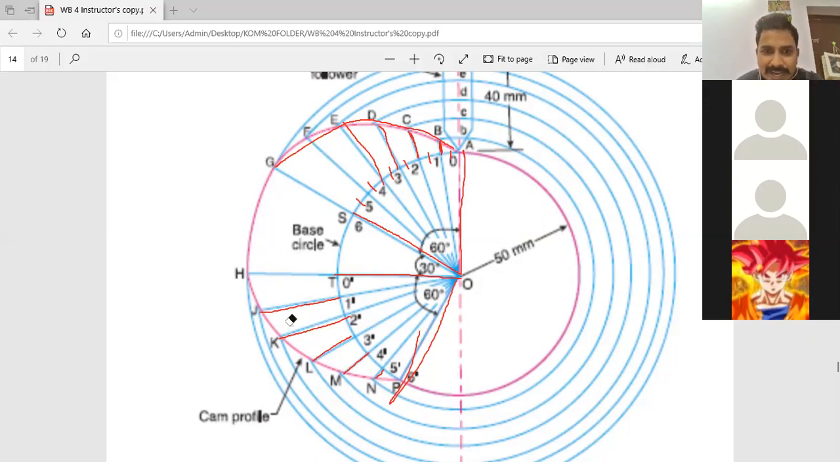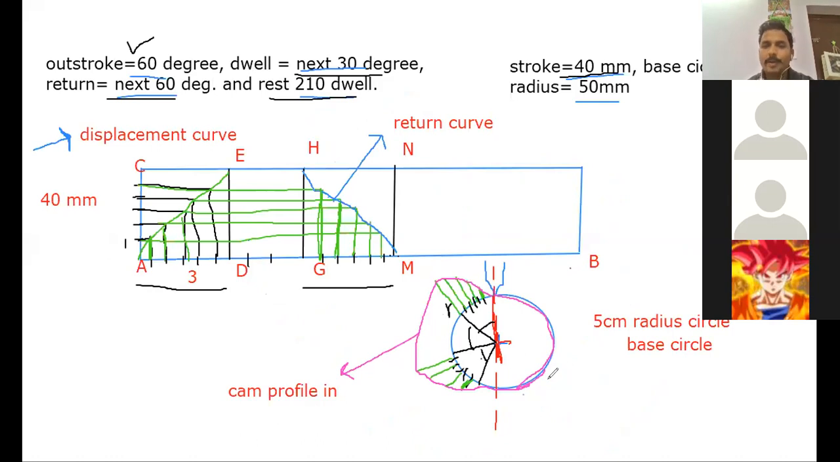So next, for the return stroke, again you have to make the 6 divisions and then you will create the line equal to the displacement curve distance. After that is done, you just need to join all the points, and you can see this on the pink curve here. So this pink curve will give you the cam profile. And this is what we have done in our part on the white screen. Again, I'm moving to the white screen and this is what we have done. We have got this. Any doubt in this, please ask. Yes, sir.